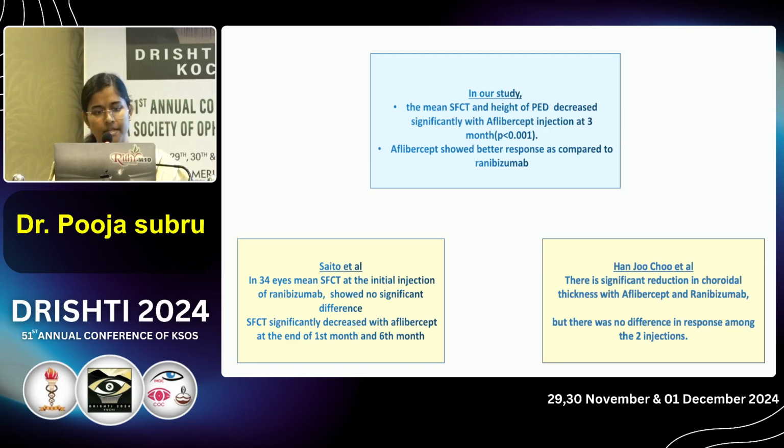The study conducted by Saito et al. showed that there was no significant reduction in the subfoveal choroidal thickness with ranibizumab, whereas there was significant reduction in the choroidal thickness with aflibercept at the end of first and 6 months. Study conducted by Hanju et al. showed that there was significant reduction in choroidal thickness with aflibercept and ranibizumab, but there was no difference among the two injections.